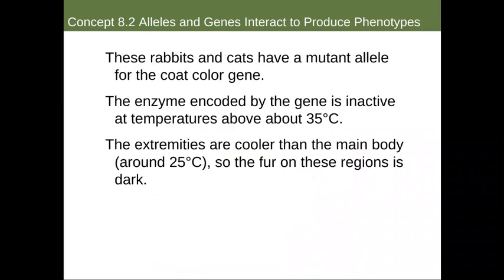So this is determined by the environment. So those rabbits and cats have a mutant allele for the coat color gene. There's an enzyme that is inactive at temperatures above 35 degrees. So the extremities are cooler than the rest of the body. Then the main body is around 25 C. So the fur on these regions is dark. Okay, so if we expose them to that, that is what we will see. That's the effect that we'll see taking place.